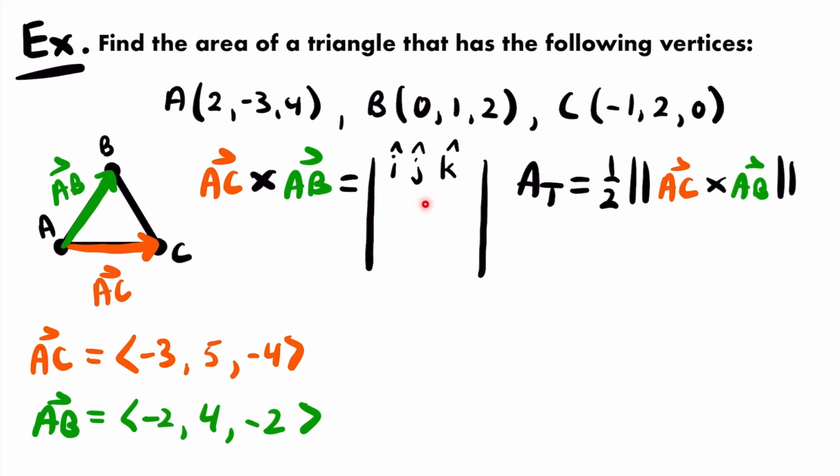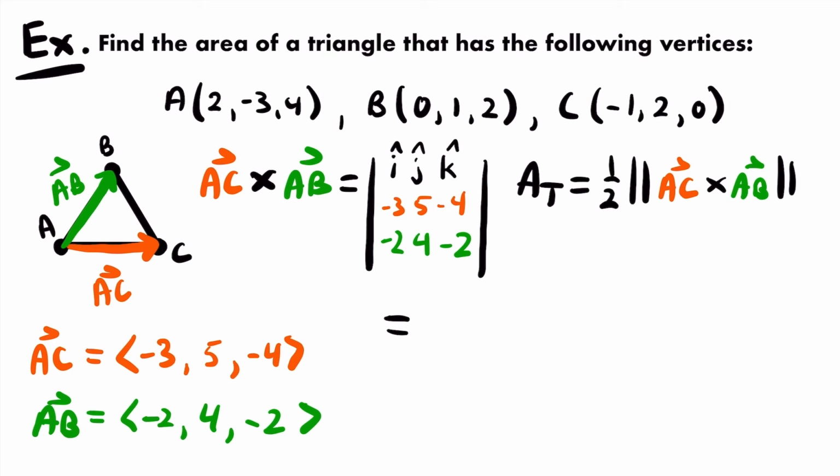The second row will be the components of vector AC, so these components right here. So we'll have -3, 5, and -4. And then the third row will be the components of vector AB. These three components right here. So we'll have -2, 4, -2. Okay, so now here's what this will be equal to.